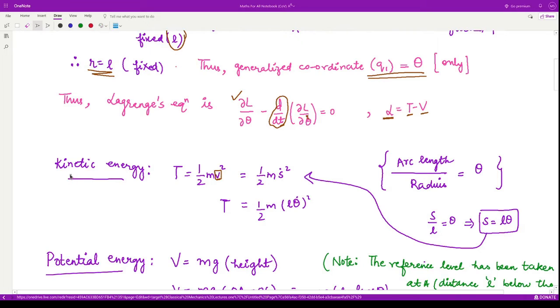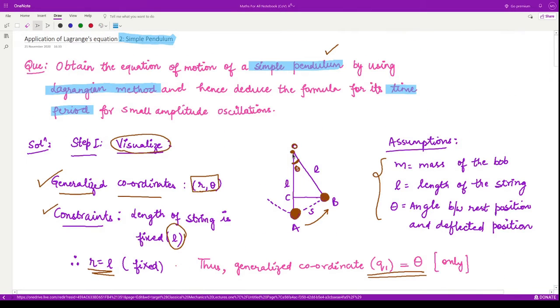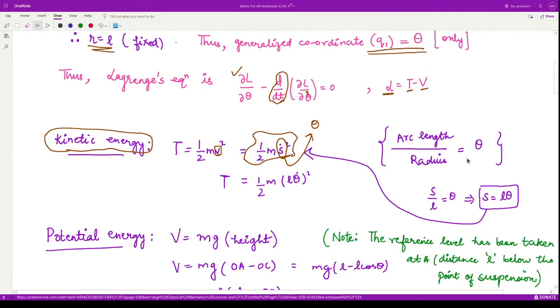But you should note that the kinetic energy, or whatever L you are calculating, the end result should be in the generalized coordinates, and the generalized coordinate is theta. So we have to move this S into theta. From here, can you see, we have one angle, we have some radius, and we have this arc length as S. Therefore, we can apply this formula: the angle theta is equal to arc length divided by radius. The arc length over here is S, the radius is L, and theta is as such. Therefore, S becomes L into theta. So we just replace S dot by L theta dot.